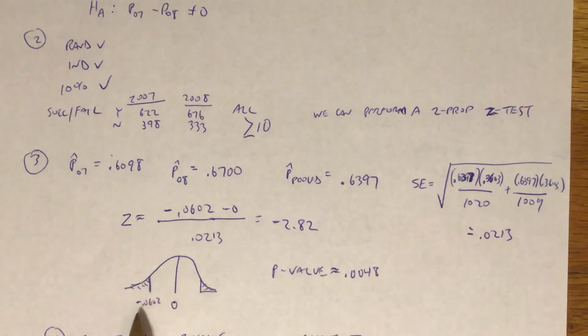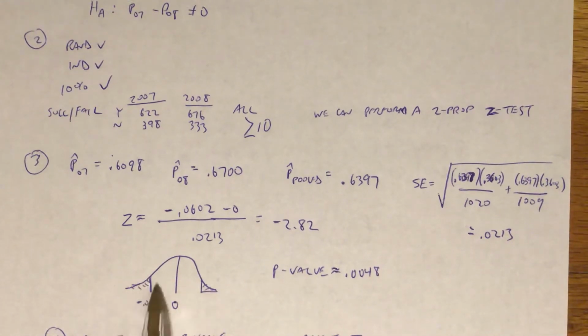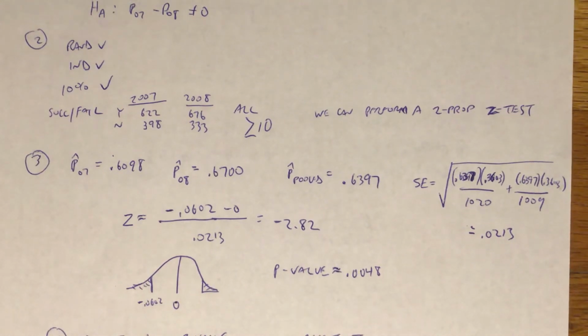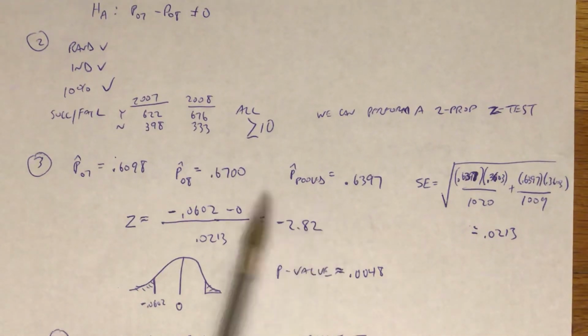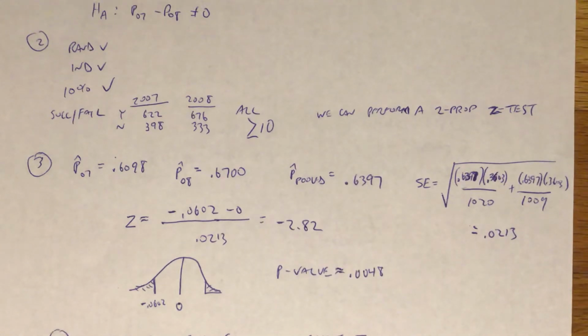So basically, how often will I get something like this or rarer? And since it's a two-sided test, I'm going to get this area in the calculator and then double it. And that comes out as 0.0048. Now, if you know how to use the calculator, you can just throw this data in and let it give you these two values. So we can skip that, but it's good to understand the concept of where it came from.